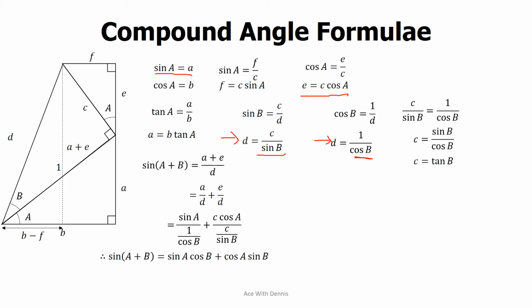Now from here, we can simplify, right? We can say that sine A plus B equals sine A cosine B plus cosine A sine B. Okay, so this is the first formula for the compound angle formula.